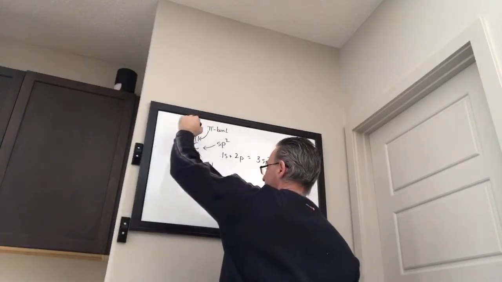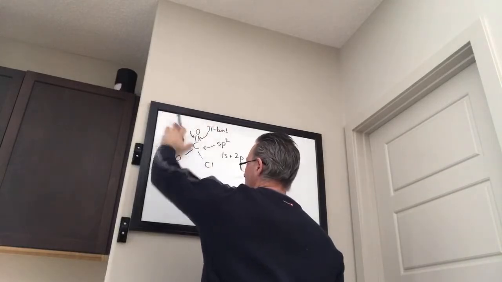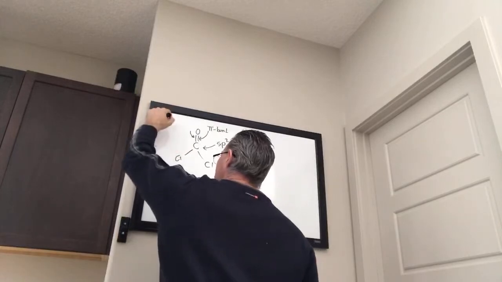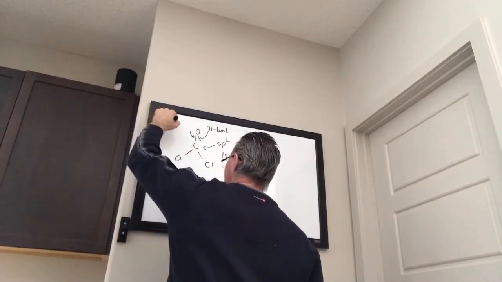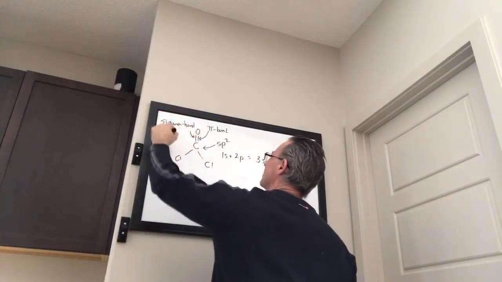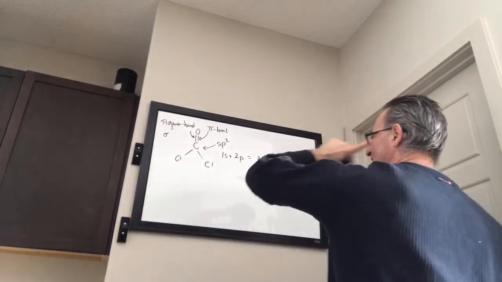Okay, so this is a sigma bond. Sigma looks like that, sigma. Let's just write it out, sigma bond. This is a sigma bond. Okay, I think sigma looks like that. Yeah, that's right, that's a sigma bond. And that's a pi bond.